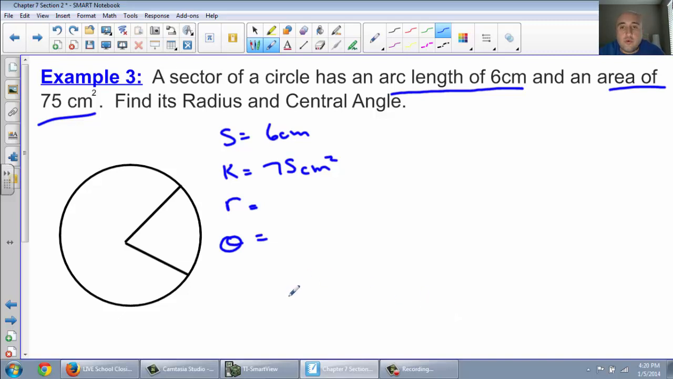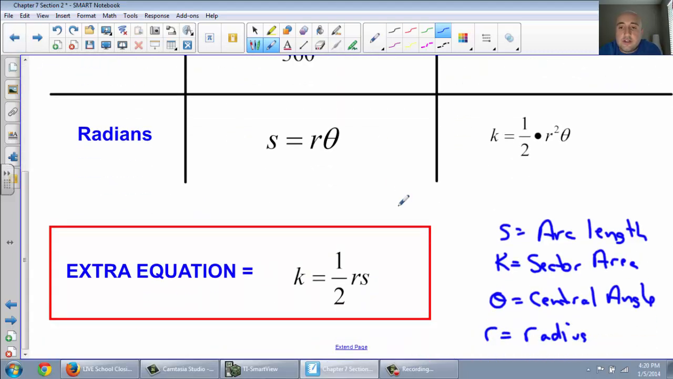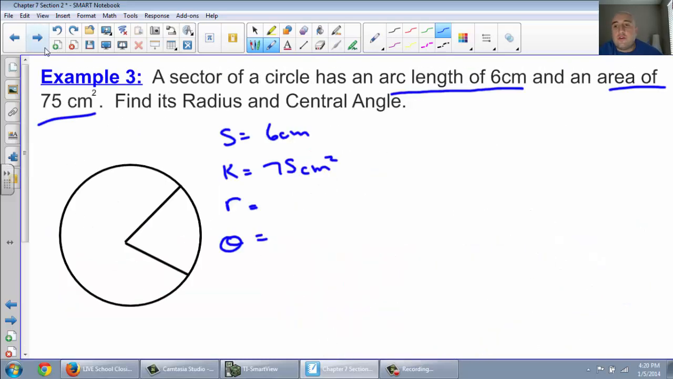All right. So what we need to do is find an equation that has S and K in it, and doesn't have one of these two. Okay, so if we go down here, we see this formula has S and K. We know that, and then we should be able to find our R. Okay, so this is the one we're going to use. K equals 1/2 RS.